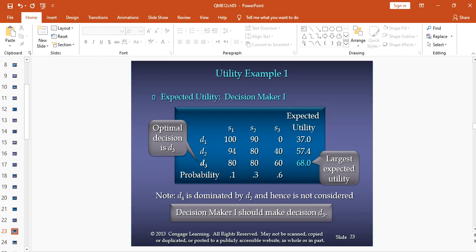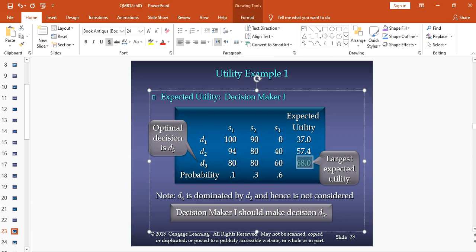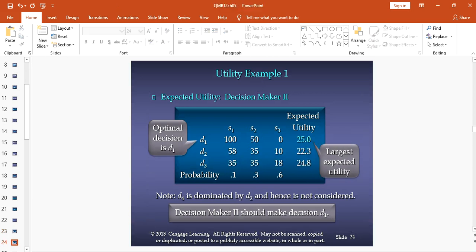So for decision maker 1, the largest expected value is the third option, the less risky one. Okay, but what about decision maker 2? The most risky one has the highest expected value, so this is the optimal decision for decision maker 2.